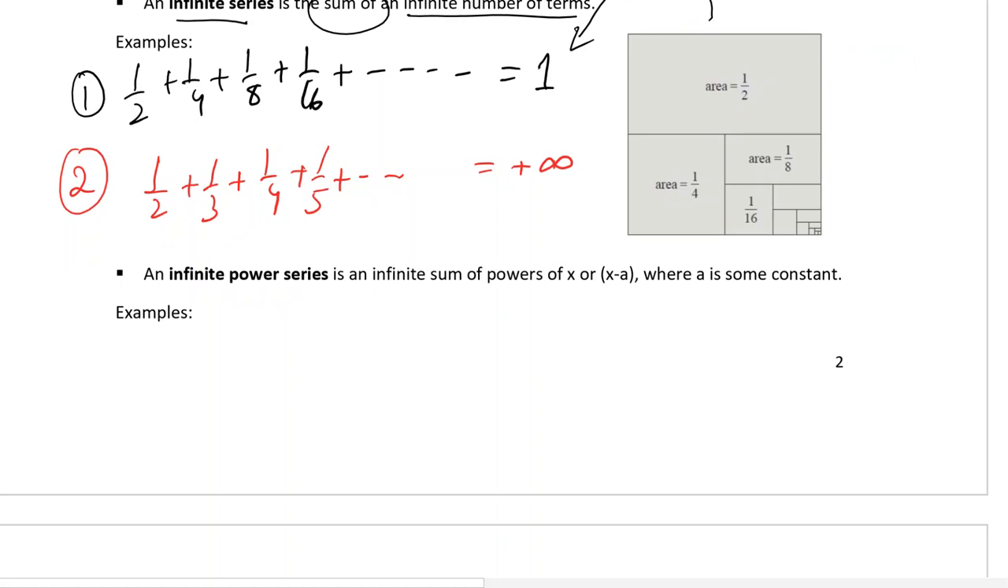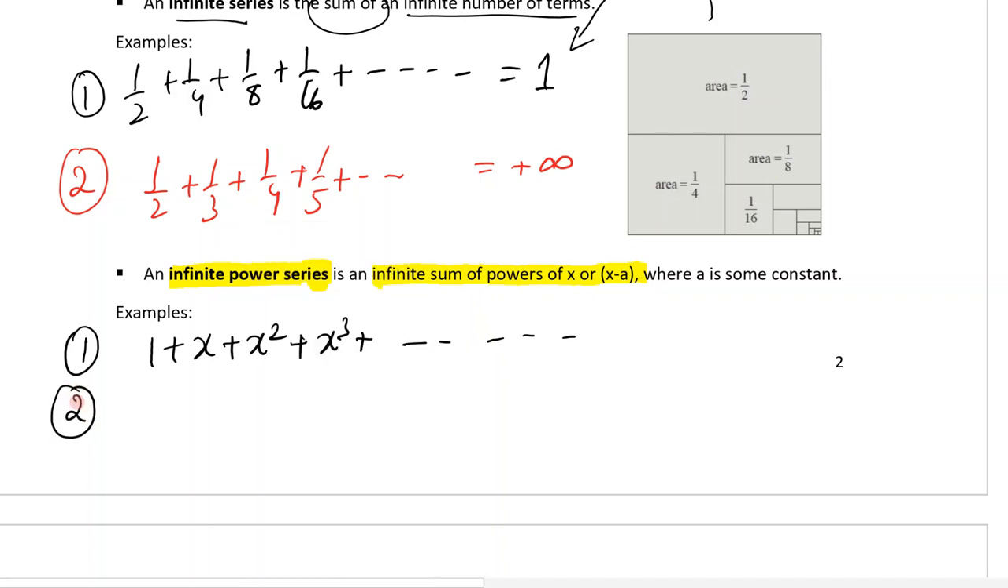Now, infinite power series. This is the most important terminology that we need for our Maclaurin series or Taylor series. An infinite power series is an infinite sum of powers of x or x minus a, where a is some constant. An example can be something like 1 plus x plus x squared plus x cubed plus x to the 4 and so on. This is an infinite sum of powers of x.